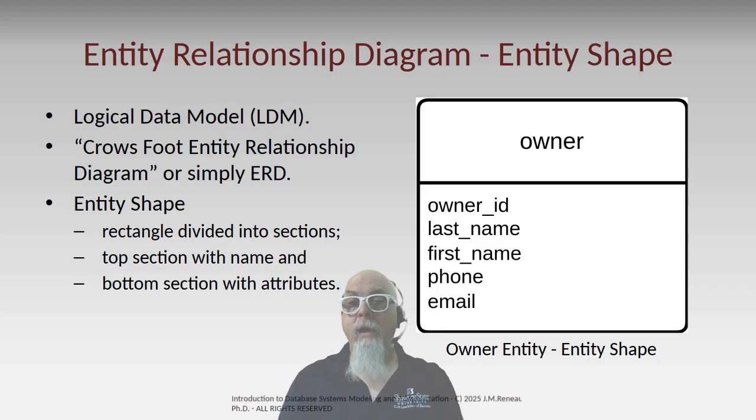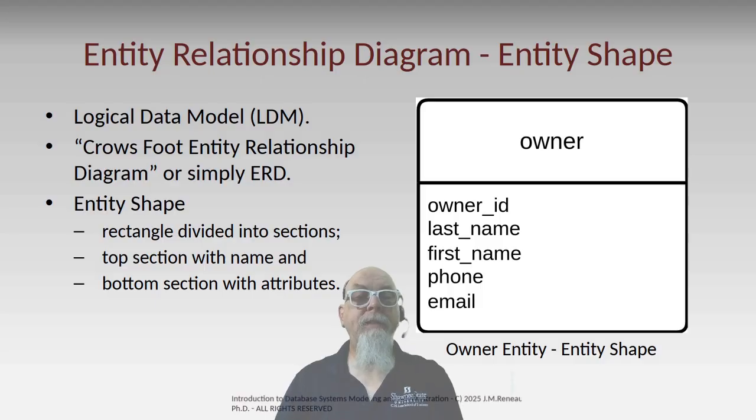And here in our owner entity, we're tracking their owner ID number, which would be a synthetic attribute because the owner doesn't know. Do you know your customer number at all the stores and all the places you go? No, but you probably have one. They do know, though, their last name, first name, phone number, and email. And you can see that each of those are nice atomic chunks of data.